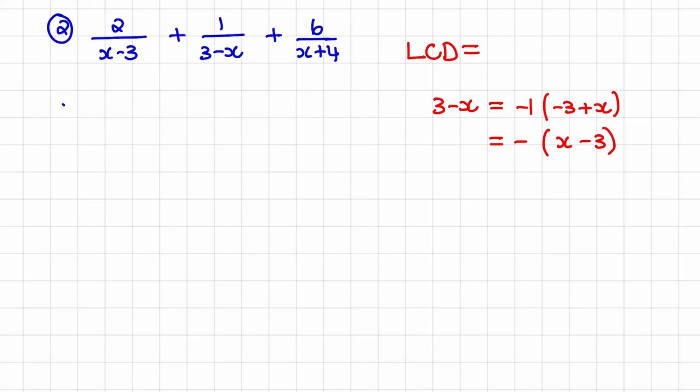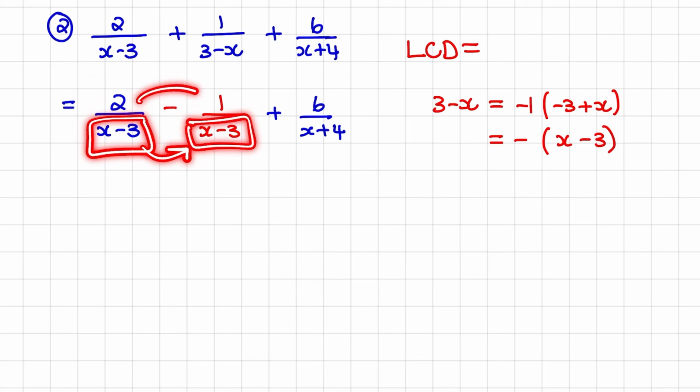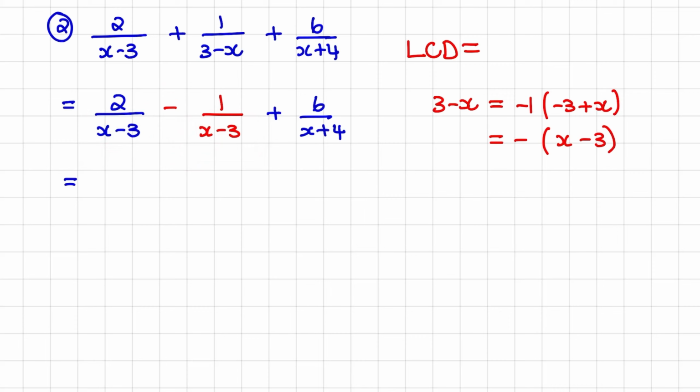So before I find the LCD, I can rewrite the second term as negative 1 over x minus 3. And now we see that the first term and the second term have the same denominators, so we can add these two terms together. And that will simplify to 2 minus 1, which is equal to 1 over x minus 3, because we do not add or subtract denominators from one another. And then plus 6 over x plus 4.